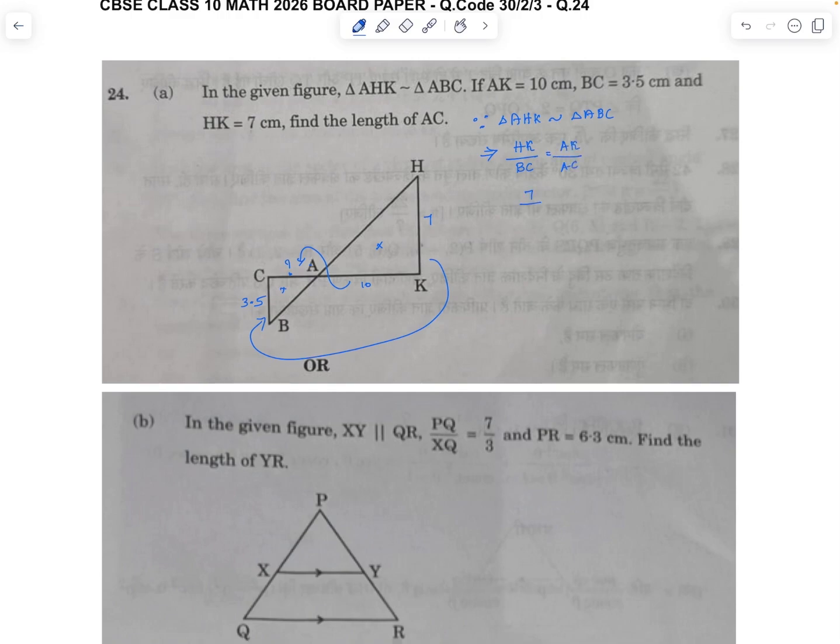HK is 7, BC is 3.5, AK is 10 and AC is what we have to figure out. So AC is equal to 3.5 times 10 upon 7, which is 35 by 7, that is 5 centimeter.